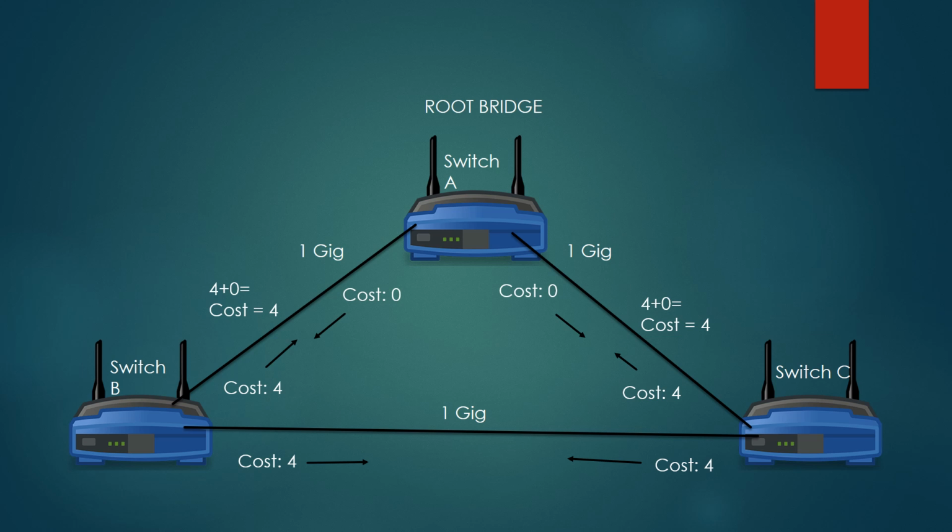Now when switch B and switch C have both a cost of 4, and they also need to communicate, they send the cost of 4 on the same link to each other, which makes it a cost of 8. The two lower links, the switch B and switch C to switch A, those are going to be your root ports, and that's just because they're smaller value and it's easier to send to your root bridge.